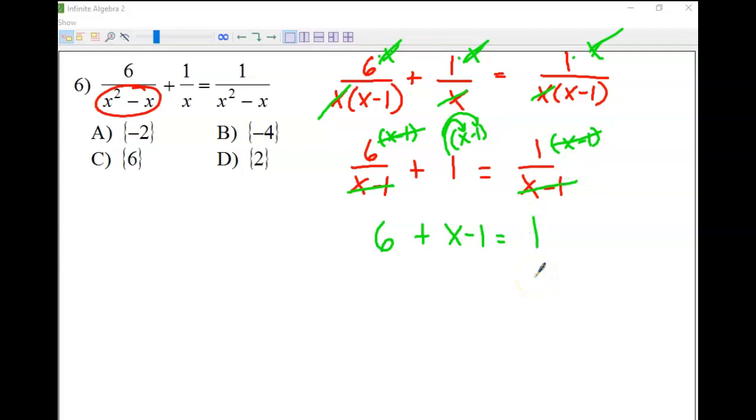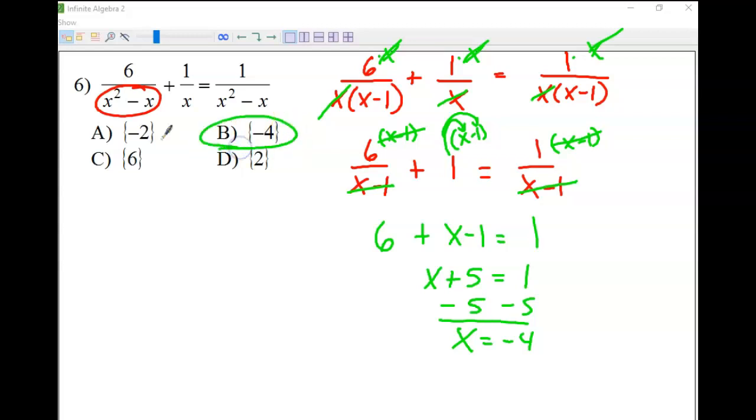From there, we're ready for some basic algebra. 6 take away 1 is 5. Minus the 5 on both sides, and you've got your answer of -4. Once again, you want to make sure it doesn't make the bottom equal 0, but on this problem, it doesn't really matter because no solution is not even an option. So our answer must be the correct one.